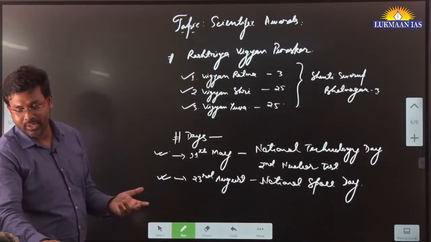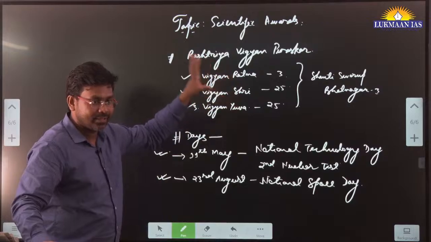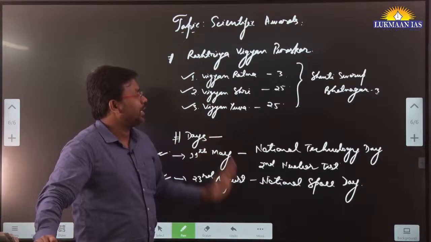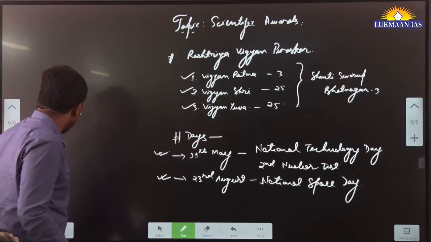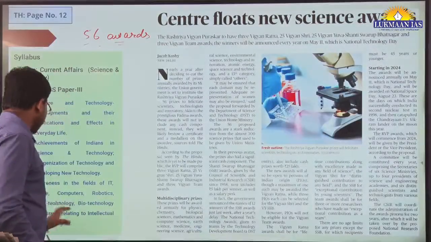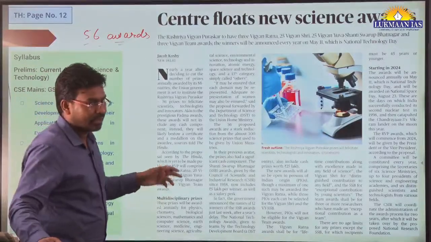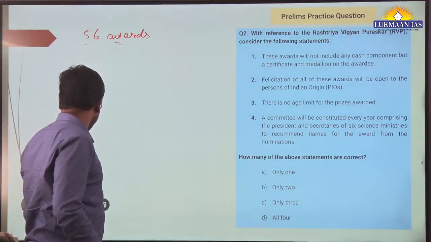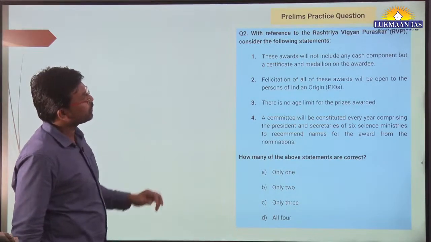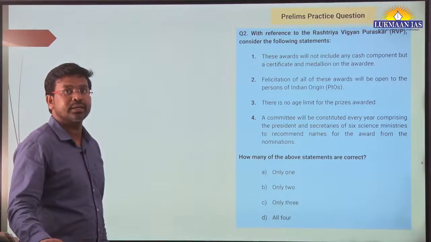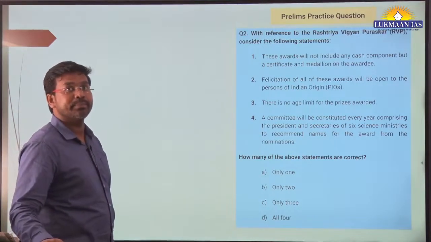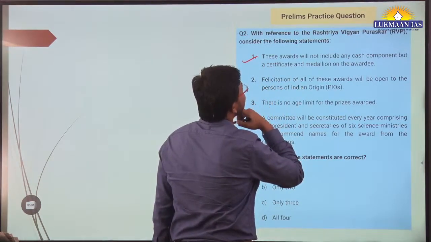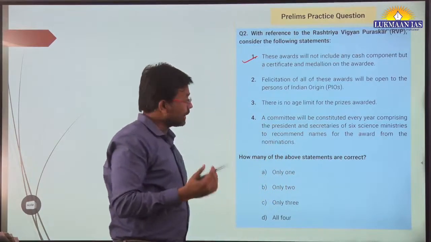So it is important. However, there is little clarity in the article about Vigyan Ratna, Vigyan Shri, Vigyan Yuva and the Shanti Swarup Bhatnagar Award. The Shanti Swarup Bhatnagar Award already exists. It is also known as the Indian Nobel. We have earlier discussed it. Then we have another topic, which is important. It says, with reference to Rashtriya Vigyan Puraskar, consider the following statements. They have given that these awards will not include any cash component, but a certificate and medallion to the awardee. Actually, this is the thing.